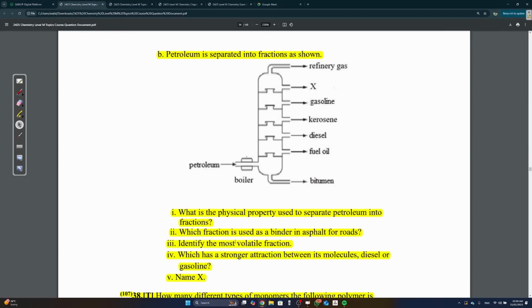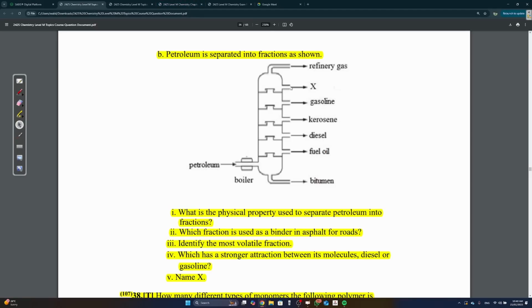Which has a stronger attraction between its molecules, diesel or gasoline? Obviously, the stronger one is the one that has a higher boiling point, right? And we know that the ones at the bottom have the highest boiling point. So as you go up, the boiling point decreases. So which one has a higher boiling point, gasoline or diesel? Diesel. So therefore, it has stronger attractions.